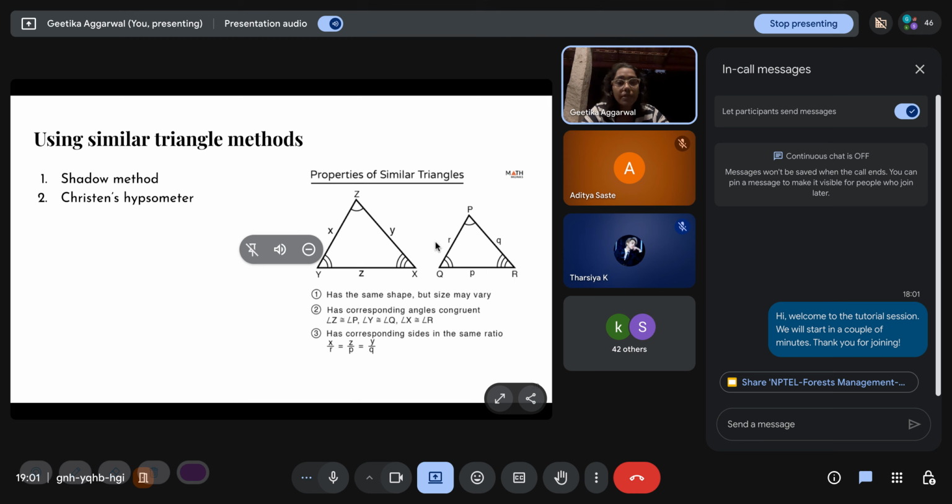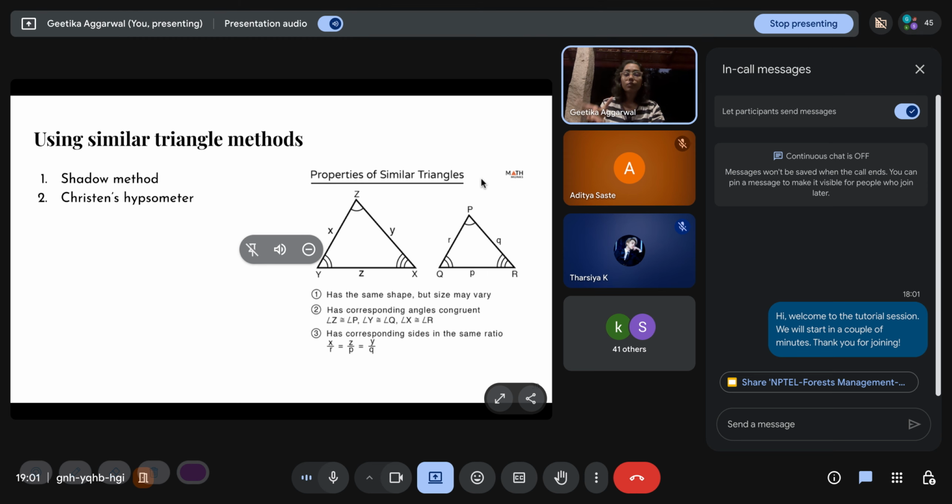So x by r will be equal to y by q will be equal to z by p. So that is what defines similar triangles. The angles are equal and the sides are proportionate. Okay, so they can be of different sizes, but the shape of the triangle is the same.